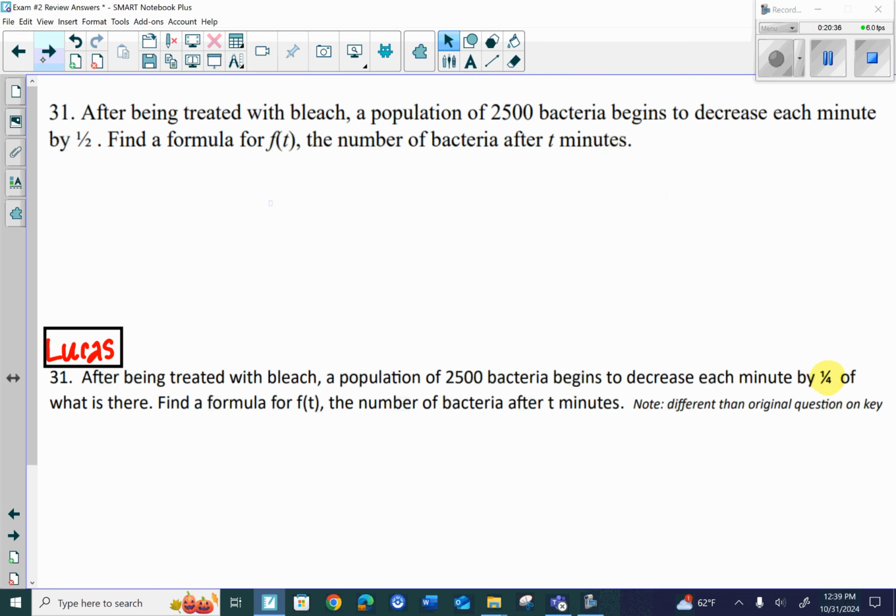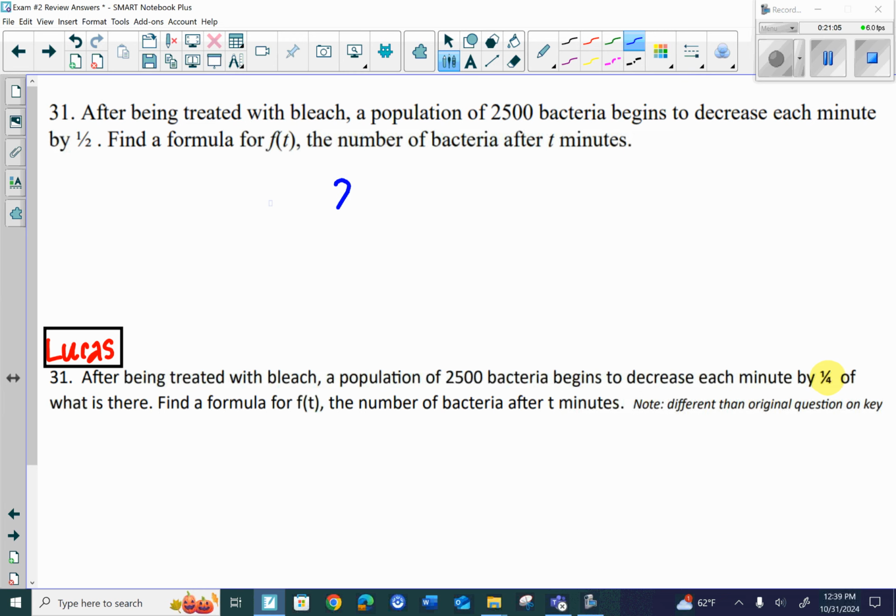Number 31. After being treated with bleach, a population of 2,500 bacteria begins to decrease each minute by 1/2. Find a formula for f of t, the number of bacteria after t minutes. So on my version, I changed it because even if you were thinking wrongly when you did the regular number 31, you'd still get it right. So I wanted to make that clear what was going on.